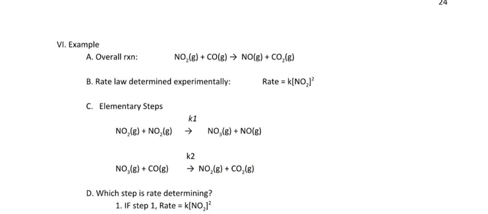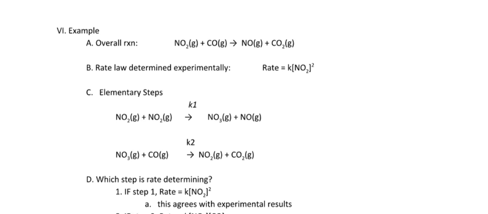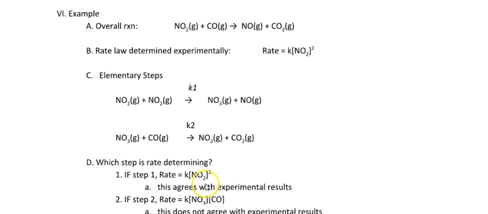So which is the rate determining step? Okay, let me scroll maybe here. So if it is step one, this step right here, what would be my experimentally determined rate law here? Well, take a look. I have two NO2s, so it'd be k[NO2] raised to the second, and this agrees with the experimental results. This is what we figured out in lab, okay?